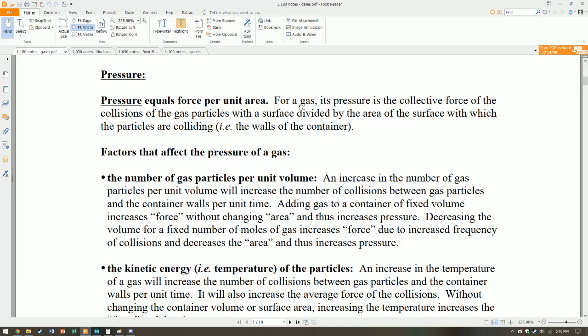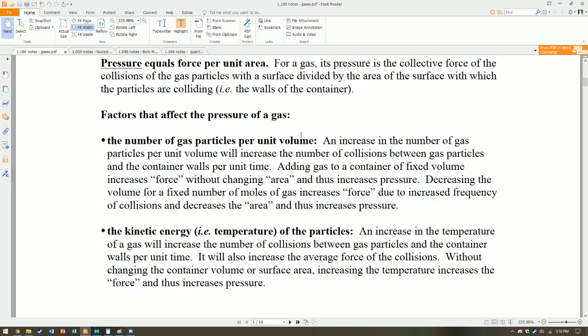Pressure equals force per unit area, and so some factors that might affect the pressure of the gas are the number of particles. So if you have more particles, they will exert more net force, because although each particle is exerting the same force, since you have more of them, there's more net force overall.